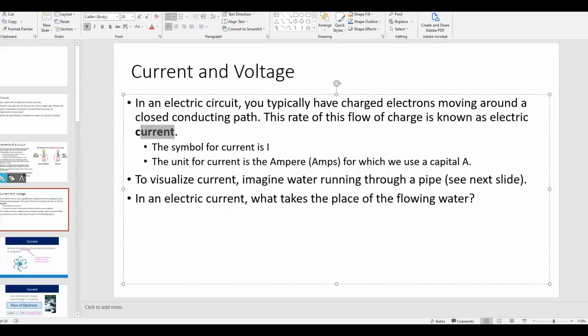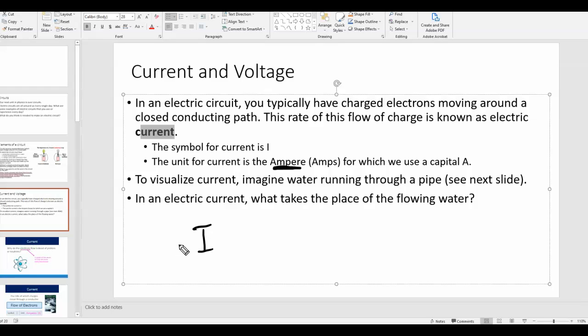Now, the symbol for current is a capital I. I don't know why, but it is. The unit for current is what is called the ampere. It's named after a French physicist whose name was Ampere. And usually in everyday language, instead of saying ampere, people will say amps. If you've ever heard anyone talk about amps before, that's probably talking about current.